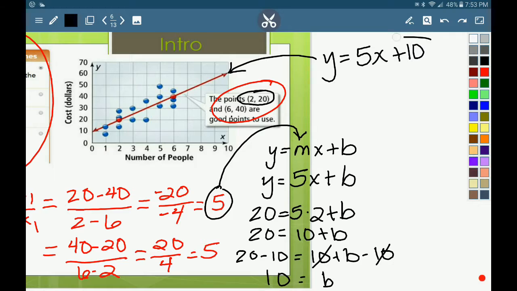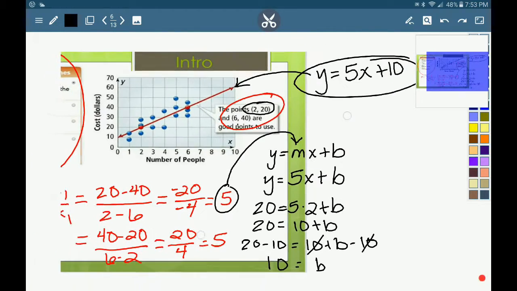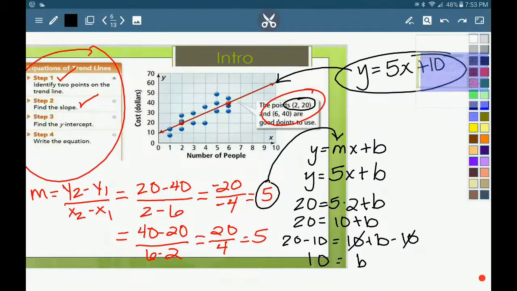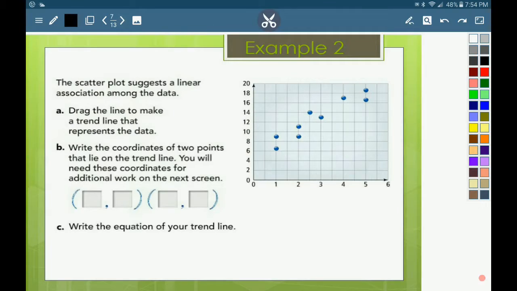plus 10. Now, the reason why we have to do this, why we have to create the y equals mx plus b's, is because we're going to use those equations to help better our predictions. We're not just going to eyeball it anymore. We're going to plug into this y equals mx plus b when we estimate one of our approximations. So we found the y-intercept, that was our third step, and then we wrote the equation. So if you follow those 4 steps every time and reference this intro page, you should be fine. Let's look at example 2.